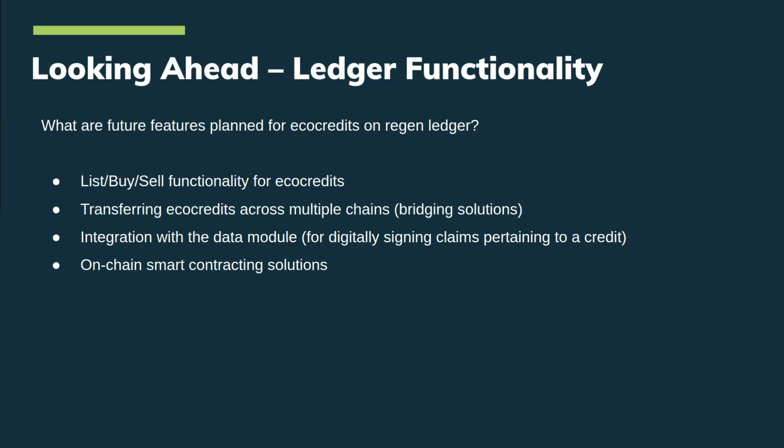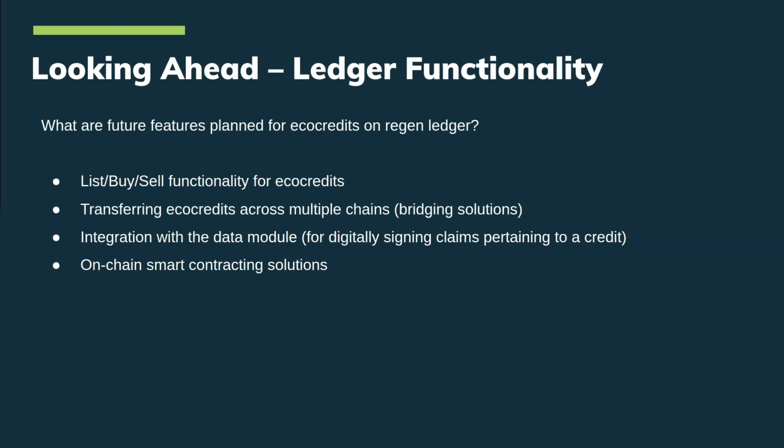The data module is intended to be a pretty open technical solution for making attestations about, let's say, ecological health or other statements about data that may pertain to a project, and the ability for users, regardless of whether or not they're the user who put that data on chain, to be able to sign and attest to the truth of that data.